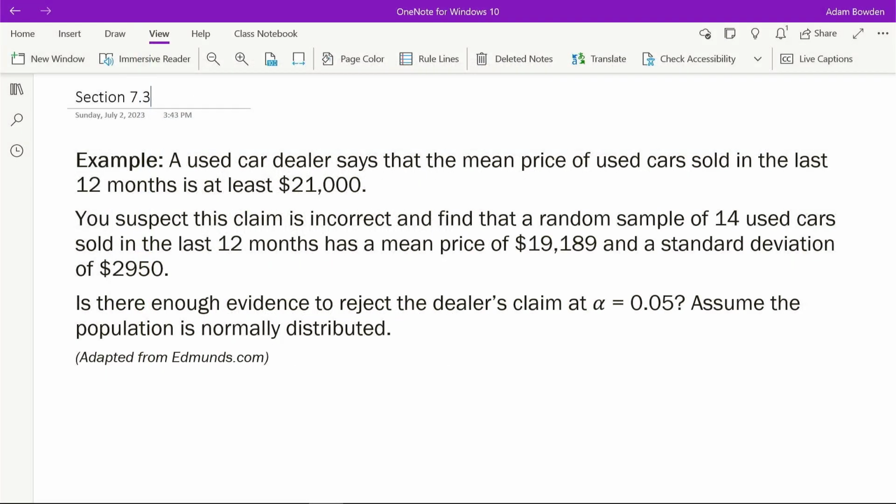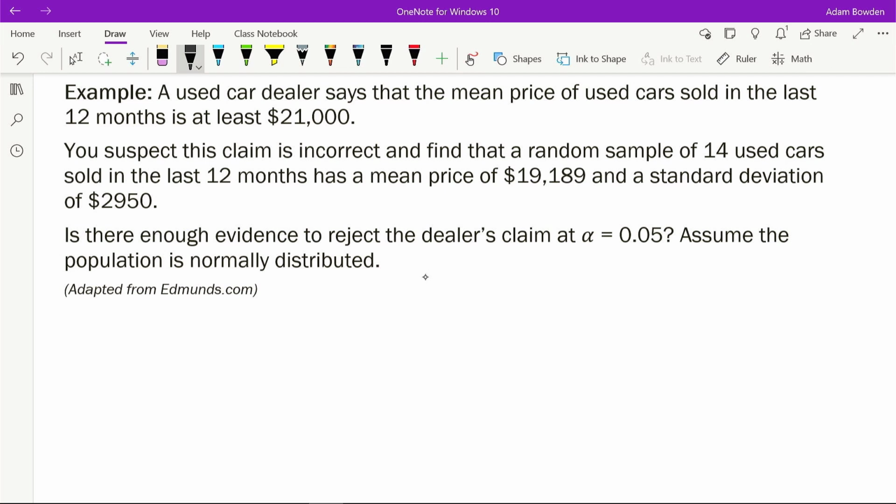So let's look at this example here. It says a used car dealer says that the mean price for used cars sold in the last month is at least $21,000. You suspect this claim is incorrect and find a random sample of 14 used cars sold in the last 12 months that has a mean price of $19,189. The standard deviation of the sample is $2,950. Is there enough evidence to reject the dealer's claim at the significance level alpha equals 0.05? Assume the population is normally distributed.